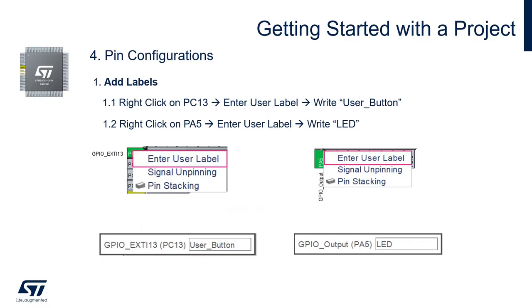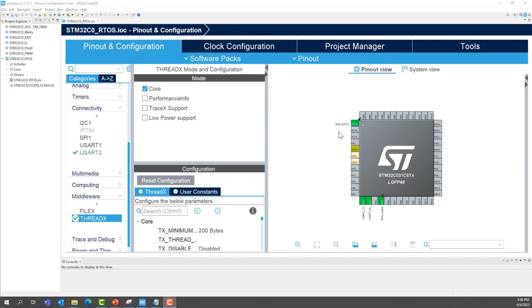PA5. We will add some labels to the two IOs we configured. So PC13 will be labeled user button, and PA5 will get a user label as LED. To enter a user label, you're going to right-click on the pin. So here, enter user label. So for PC13, we will enter user button.